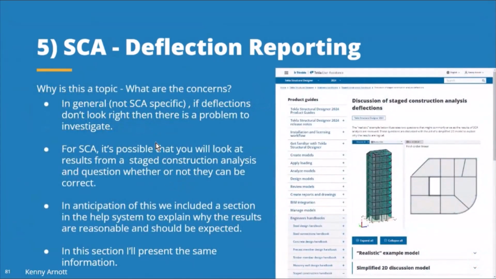And as I say, this is a topic which we anticipate some level of concern or confusion in this regard. So within the help system, there is an example which you can work through of all of what I'm about to tell you in a different format in the help system.